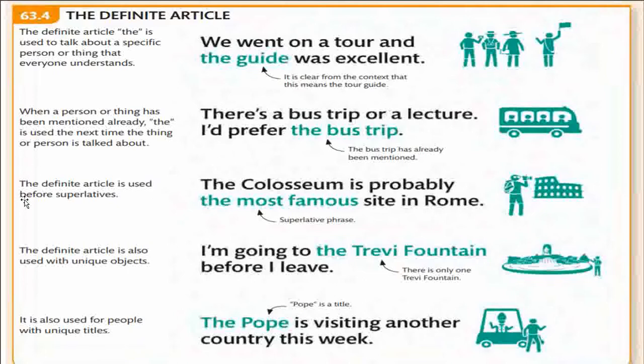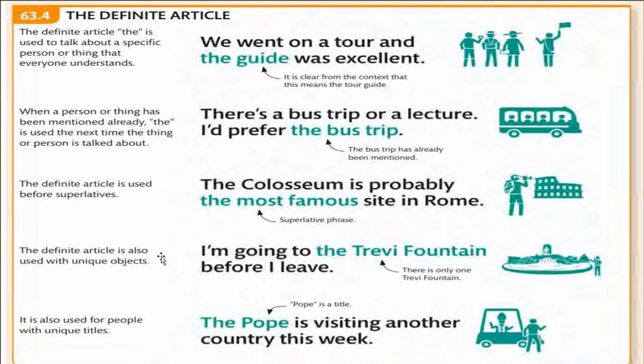The next pointer that we have is the definite article is used before superlatives. Superlatives means the degree of comparison. Positive, then we have comparative, and then we have superlative. For example, pretty, prettier, the prettiest. So when we say prettiest, we say the prettiest. So with superlatives, it is definitely used. The Colosseum is probably the most famous site in Rome. The most famous, most is a superlative, so the is used.